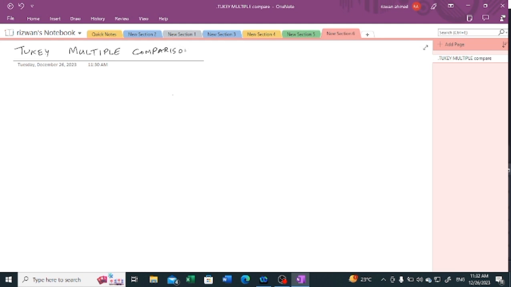naught. And the formula in general form is this one: x bar i minus x bar j plus and minus q alpha divided by root 2 times standard deviation multiplied by square root of 1 upon ni plus 1 upon nj.